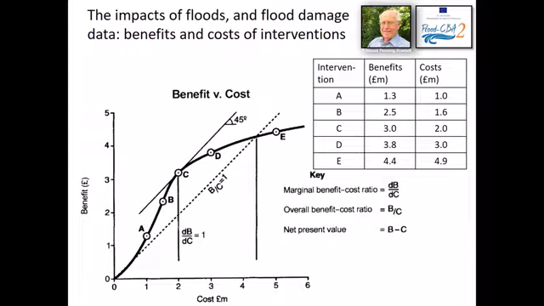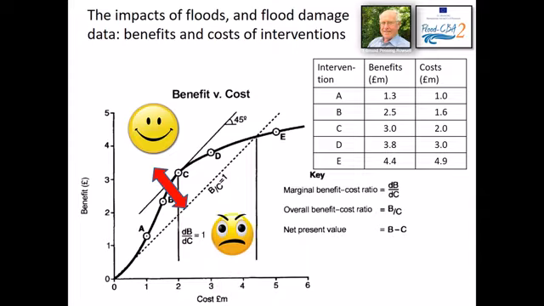And we list here, or graph here, those interventions, A, B, C, D, and E, E being the top one, which I've described. Anything to the left-hand side of the graph is a good thing because the benefits exceed the costs. And anything below the diagonal line, which describes the benefit-cost ratio of 1.0, is not a good project because the costs exceed the benefits.